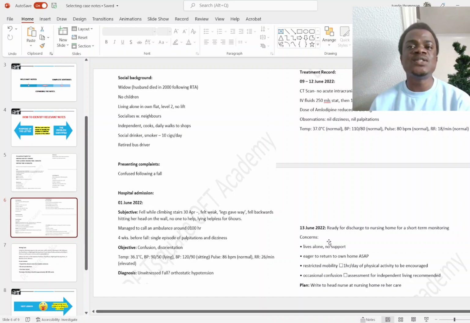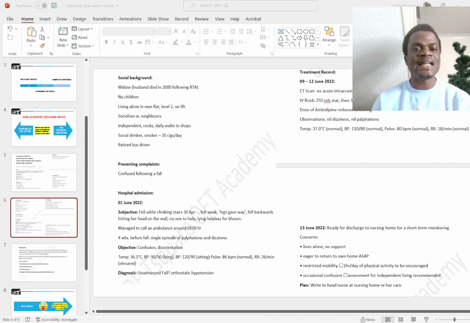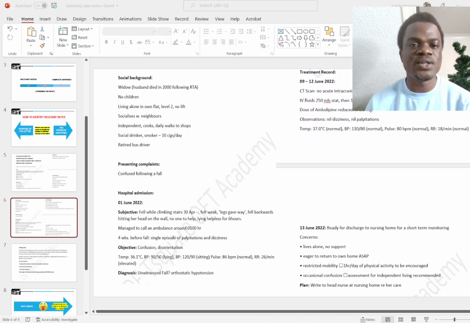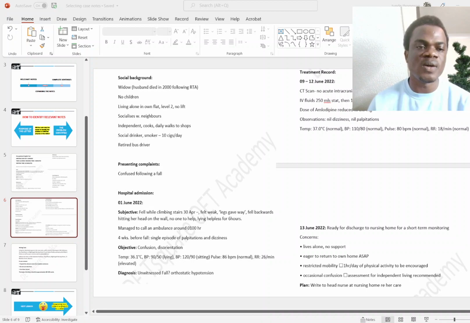Okay, now having these two details at the back of your mind, you will start to select the information that you are going to include in your case note. I strongly recommend you do this first before you start writing. First of all, try to highlight the information you want to include in your case note. Otherwise, you will find it difficult. You might end up adding everything in that case note, and it might not be necessary for that reader, and that will impact negatively on your scores.